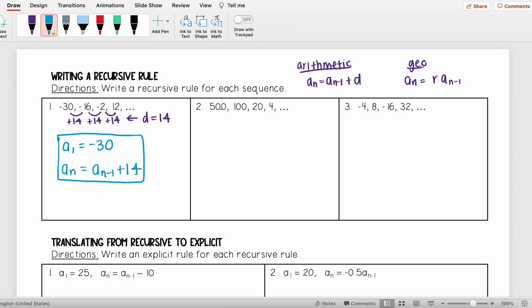Let's try another one. So here I have 500, 100, 20, 4. Since I'm going from very big to very small, that usually clues me in that this is going to be a geometric. So to find that ratio, I'm just going to take these last two numbers and divide them. So I'm going to have 4 over 20, which simplifies to being 1/5. So I am multiplying by 1/5 each time.